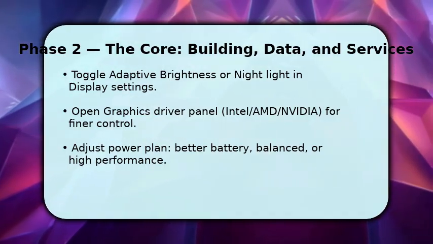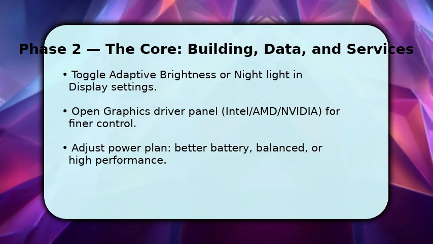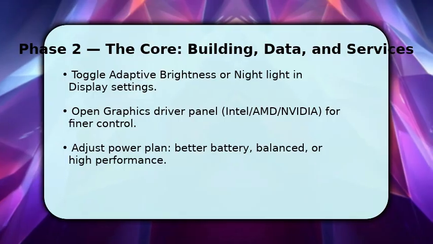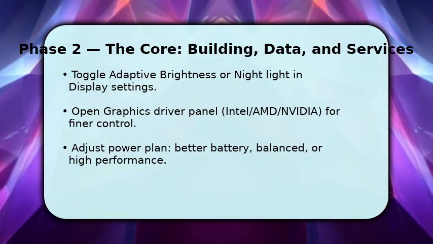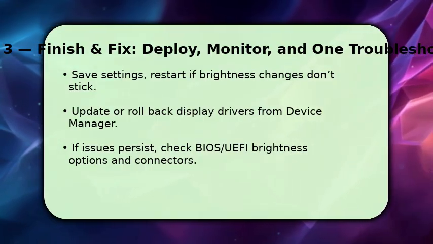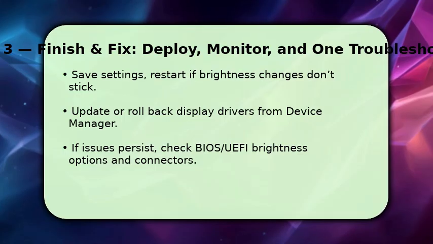Also check your active power plan. Switching to balanced or power saver limits peak brightness to conserve battery, which is why you'll test changes now. You're almost finished. Save any changes and restart the PC to ensure settings apply across sessions.